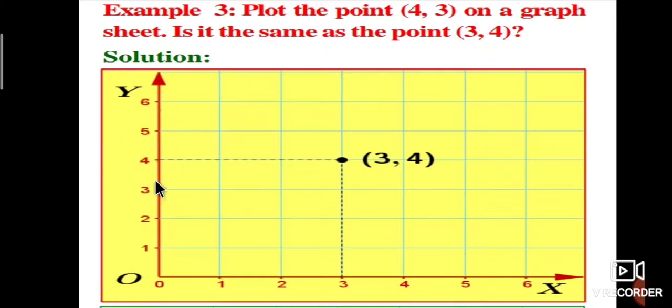This is the y-axis. Draw a line, y-axis. This is the x-axis. The intersection of the x-axis and y-axis is called origin O. Here we consider along the x-axis 0, 1, 2, 3, 4, 5, 6, with 1 centimeter as 1 unit. Along the y-axis, 1 centimeter is 1 unit, 1, 2, 3, 4, 5, 6. Write down the scale: along the x-axis 1 centimeter is equal to 1 unit, along the y-axis 1 centimeter is equal to 1 unit.